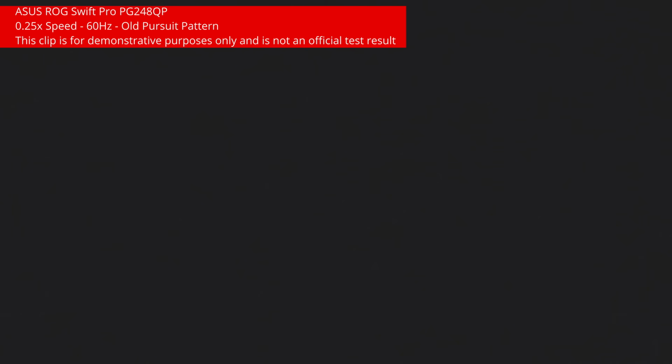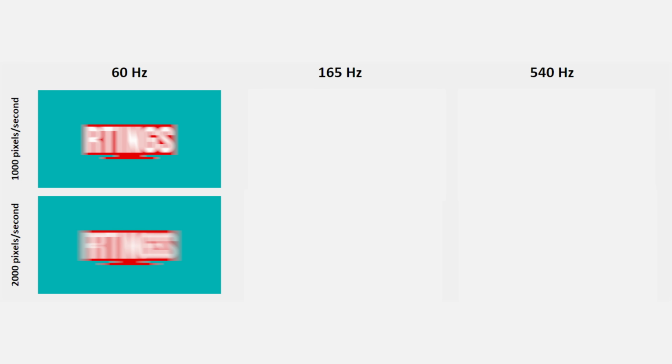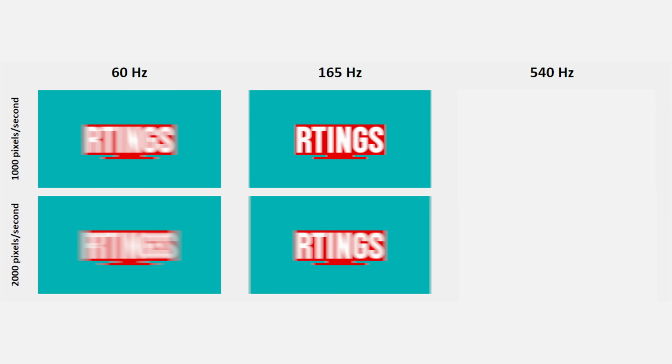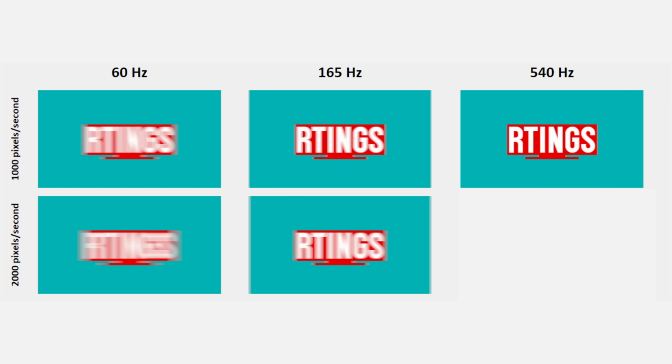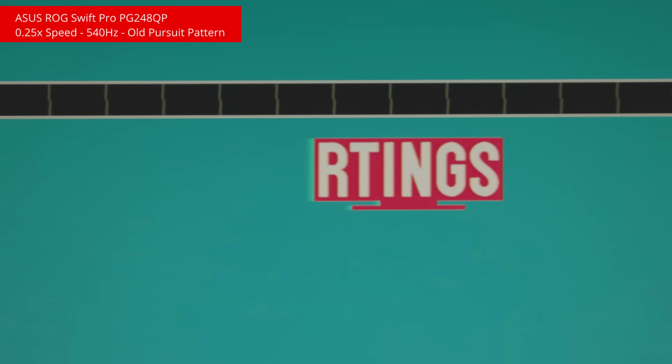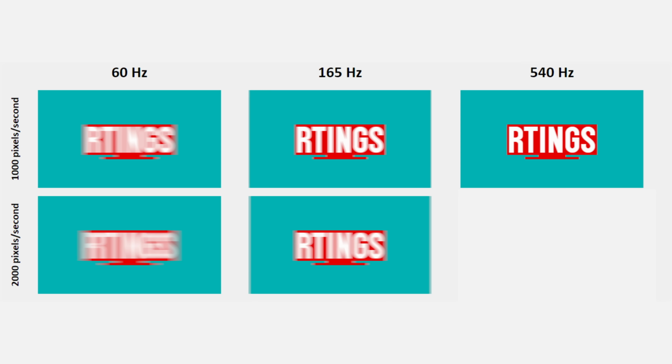Doubling the speed of the pattern to 2,000 pixels per second also doubles the persistence blur, making it much more visible no matter your refresh rate. Increasing your refresh rate decreases the amount of persistence blur for the simple reason that the higher the refresh rate, the more frequently your display is updating the image and the shorter the duration that image stays on screen. Thus, a 540 Hz monitor updates the image every 1.9 milliseconds, meaning you end up with 1.9 pixels of blur. At 1,000 pixels per second, that blur is barely visible to the naked eye.